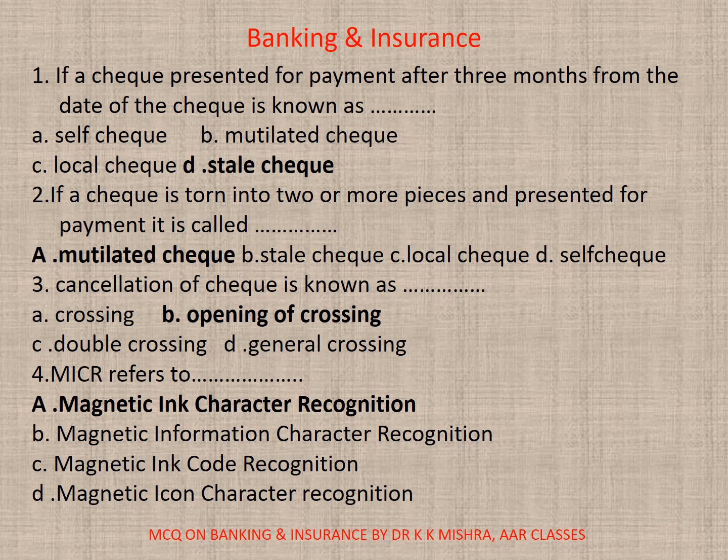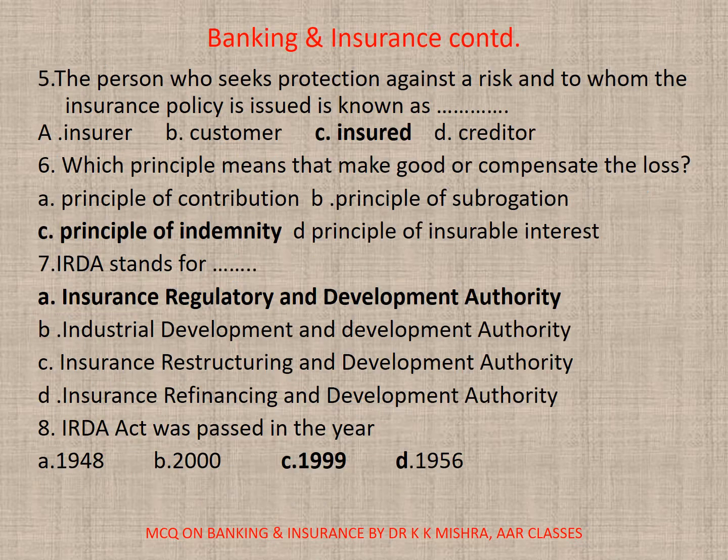Mutilated check. 3. Cancellation of check is known as dash. A. Crossing, B. Opening of crossing, C. Double crossing, D. General crossing. Correct option is B. Opening of crossing. 4. MICR refers to A. Magnetic ink character recognition, B. Magnetic information character recognition, C. Magnetic ink code recognition, D. Magnetic icon character recognition. Correct option is A. Magnetic ink character recognition.